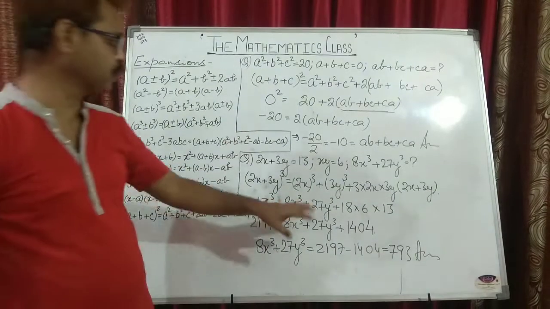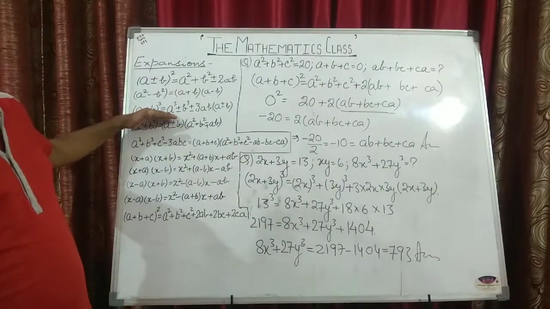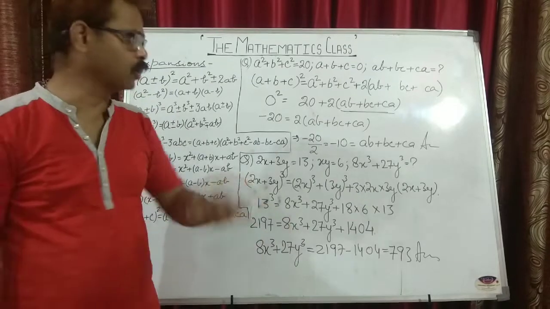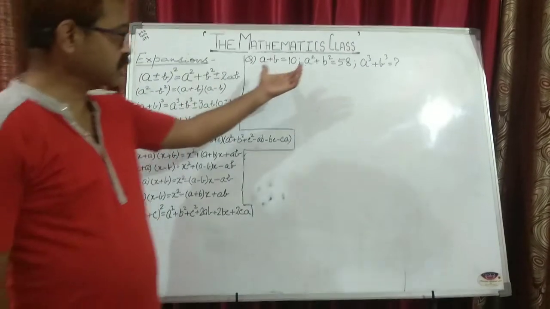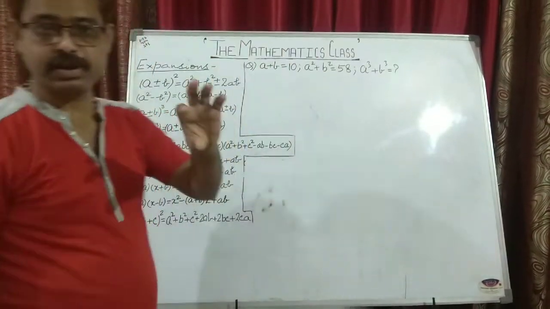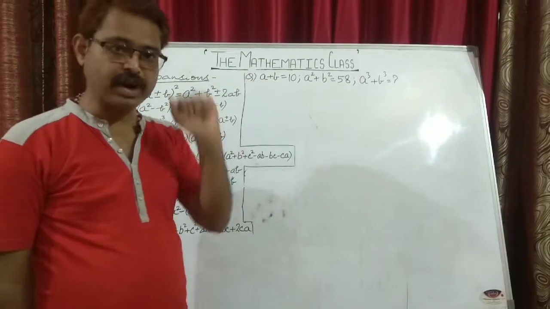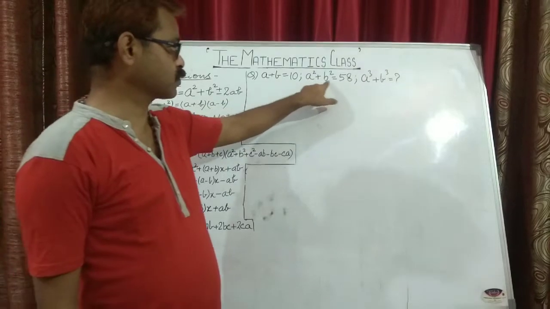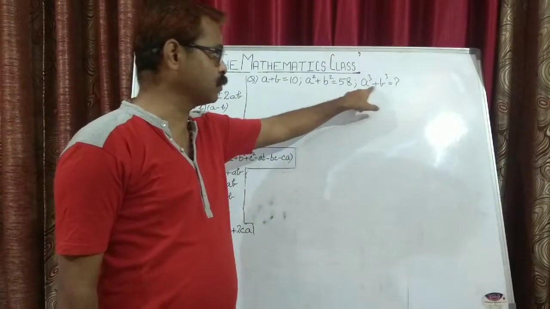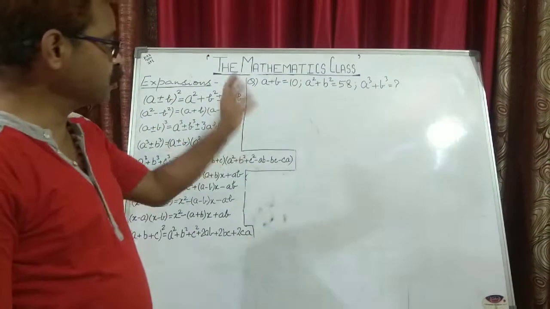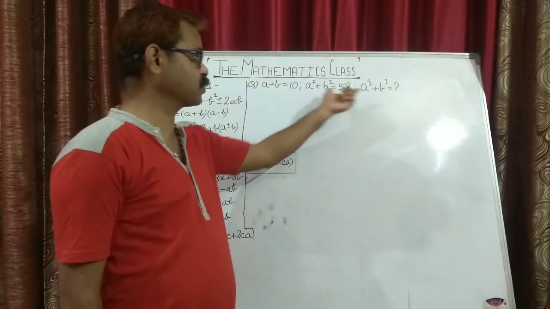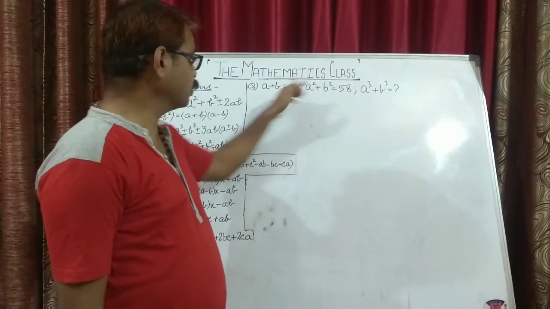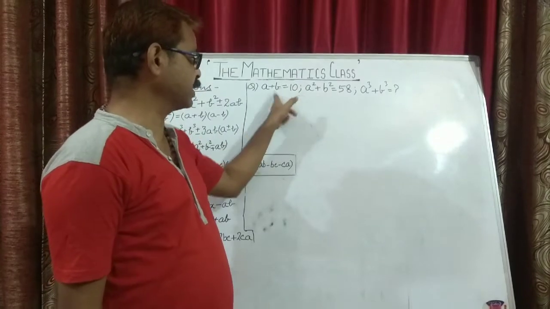Now I will be taking a few more questions based on (a plus b) whole cube or (a minus b) whole cube. Now this question I have taken purposely because this is a combination of two identities. It is given that a plus b is equal to 10, a square plus b square is equal to 58. You have to find out the value of a cube plus b cube. Now there is no direct relation between a square, b square and a cube plus b cube, though we have a relation between a plus b and a square plus b square.